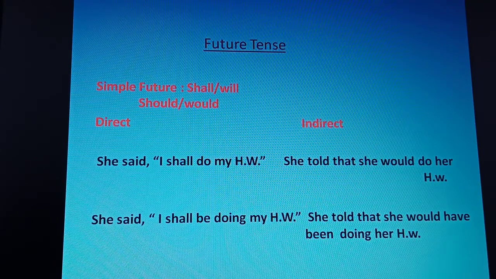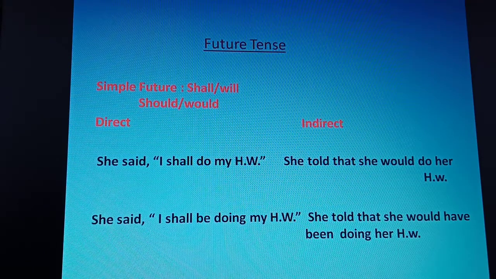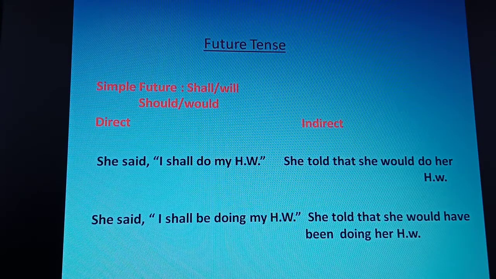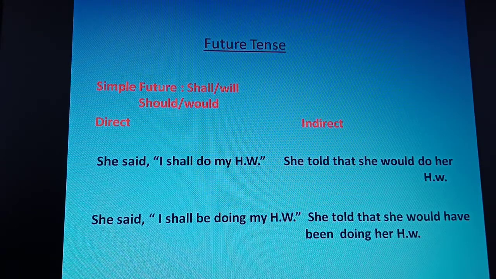Again, she said, we shall come to your house tomorrow. Indirect speech would be, she told that they would come to my house the next day. Tomorrow will become next day. Soon we will see the rules again.